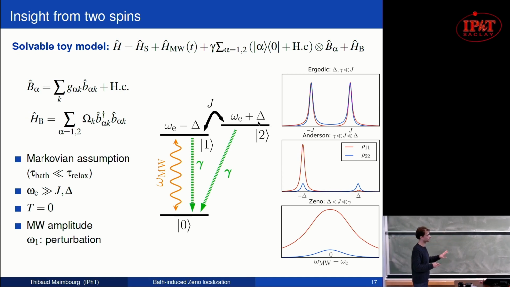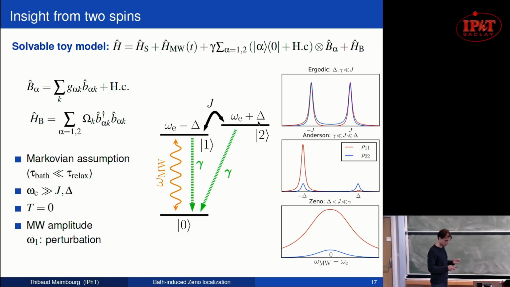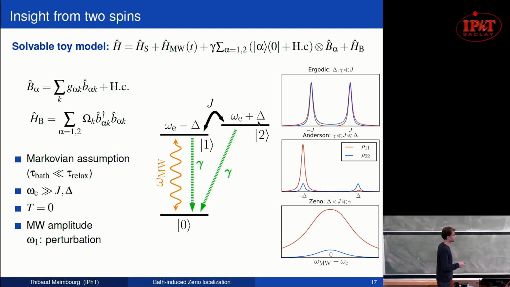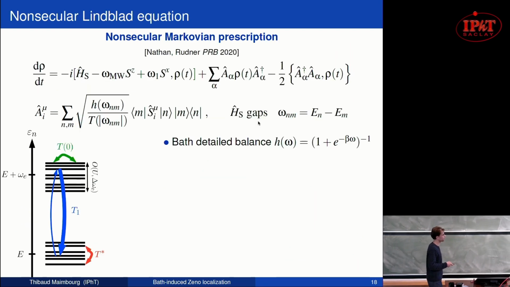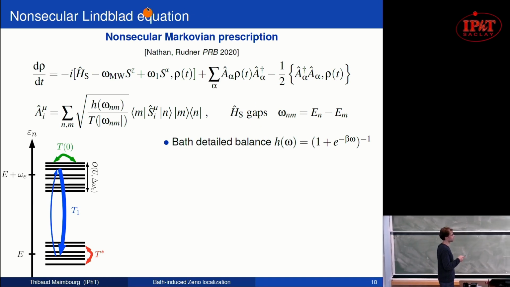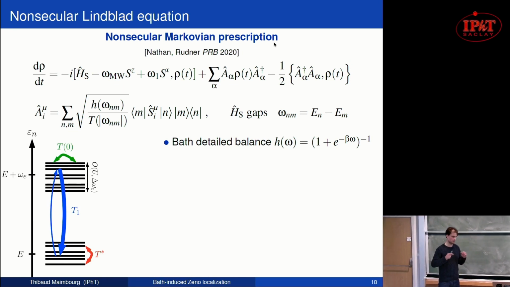So we know how to solve this, but in general, for n larger than 2, we don't know how to do this. So for n larger than 2, we had to use a convenient Markovian description, which is the one that was published recently by Nathan and Rodner, which is very nice because basically it takes into this.